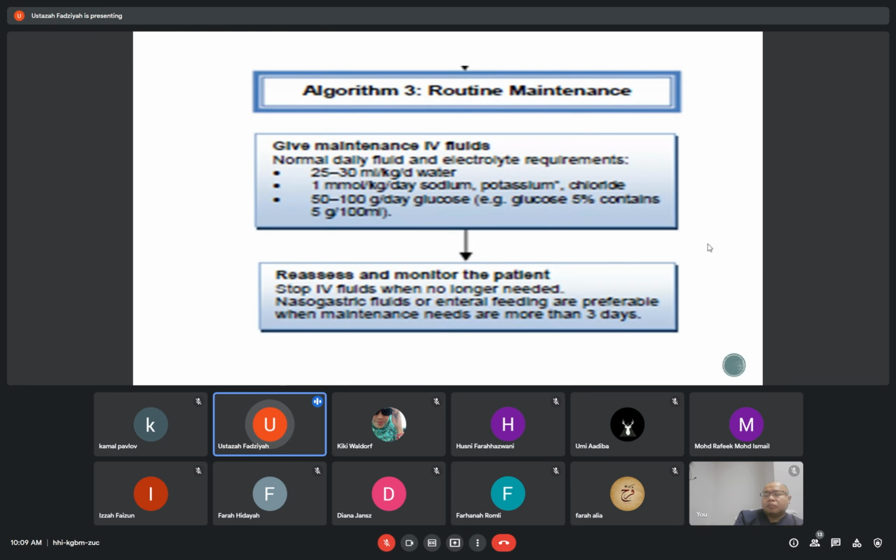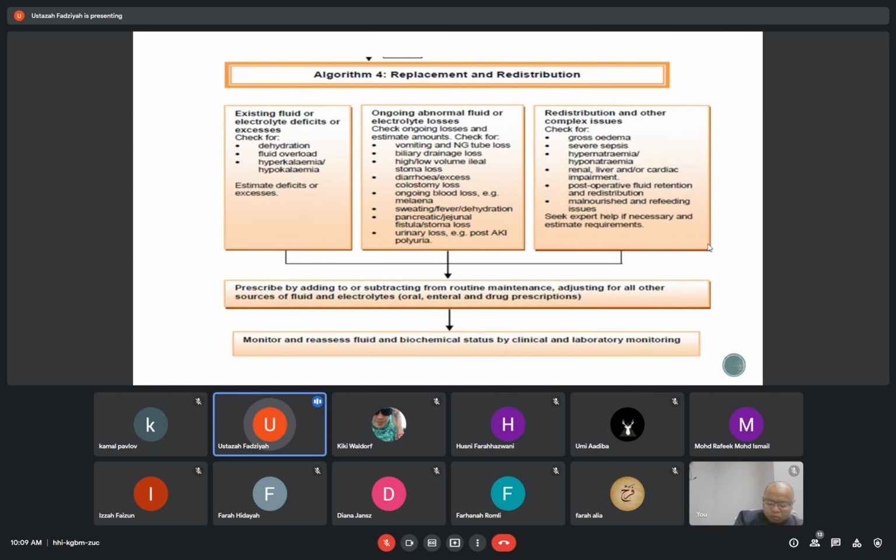And then this is the routine maintenance lah, for maintenance IV fluid. So normal daily fluid requirement is 25 to 30 ml per kilo lah. So kita akan bagi IV drip and then kita reassess and modification. So this is the replacement and redistribution. So existing fluid or electrolyte deficit or excess. So kita can check for dehydration, hyperkalemia, hypokalemia or any fluid overload.